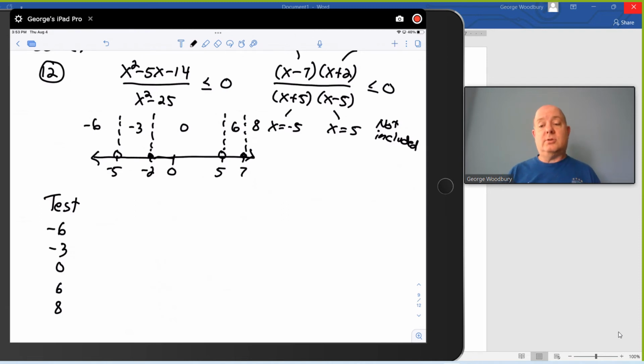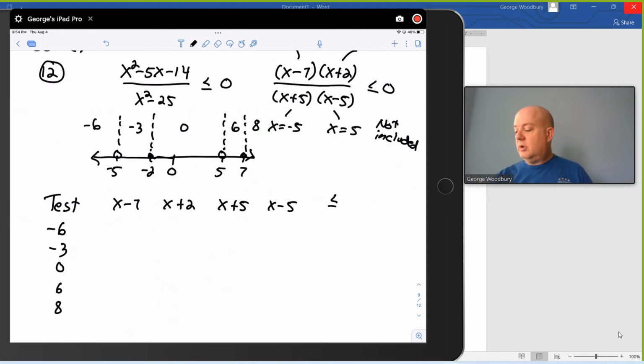My 4 factors. And I'm going to treat them as if this was a product from this point forward, because the rules, again, for signs, whether you're talking about multiplication or division, it's still the same. If you have an odd number of negative signs, the result is negative. If you have an even number of negative signs, the result is positive. My factors are x minus 7, x plus 2, x plus 5, and x minus 5. And because I'm looking for this to be less than or equal to 0, I'm looking for negative results.